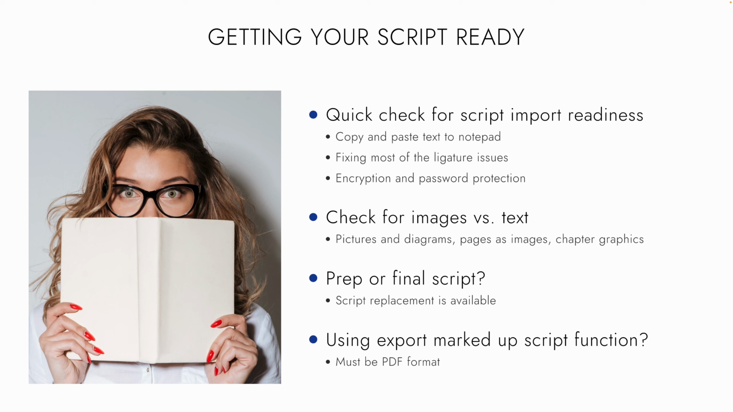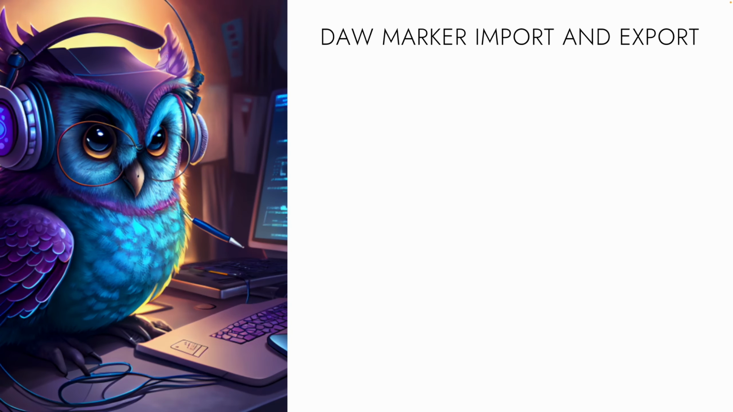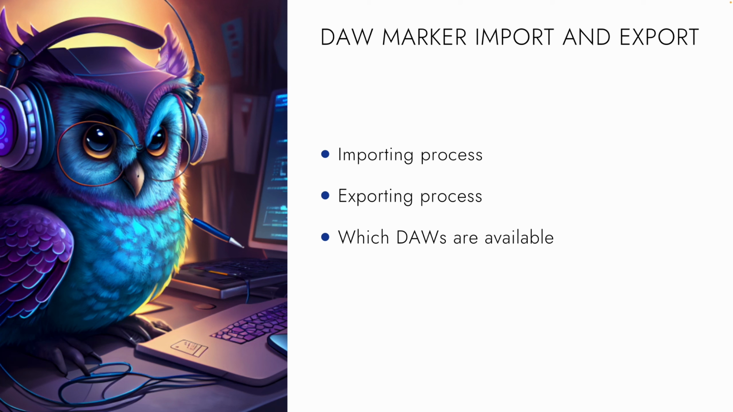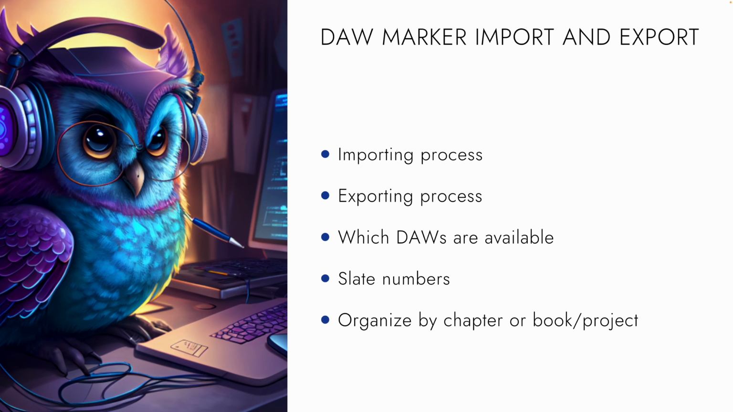If you're planning on using the export marked up script function, make sure that you initially upload your script as a PDF. DAW marker import and export functions are super powerful. You can import the markers you already have in a session into Pozotron. You can export markers from Pozotron back into your DAW. You should know which DAWs are available by clicking on the drop-down screen inside the proofing page. You can use slate numbers for labeling and to stay organized. And you can organize your DAW marker import and exports either by individual chapter or as an entire book.